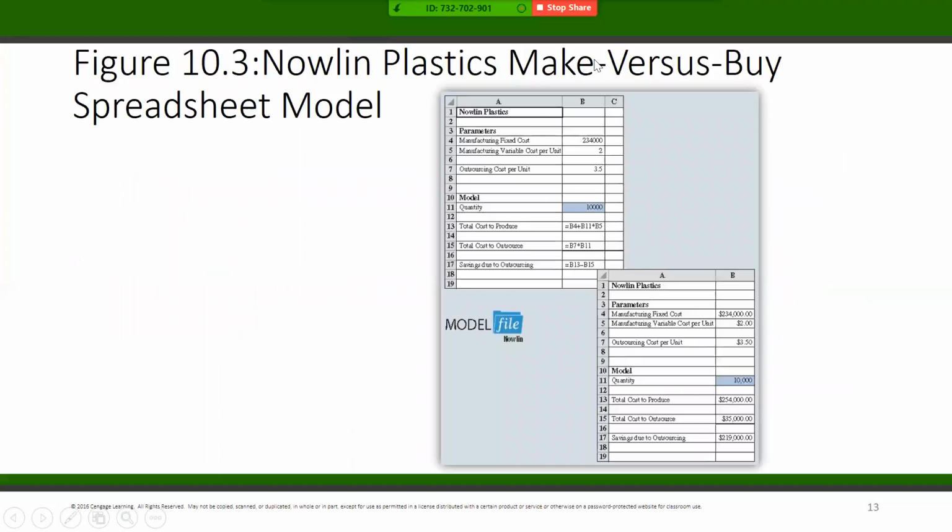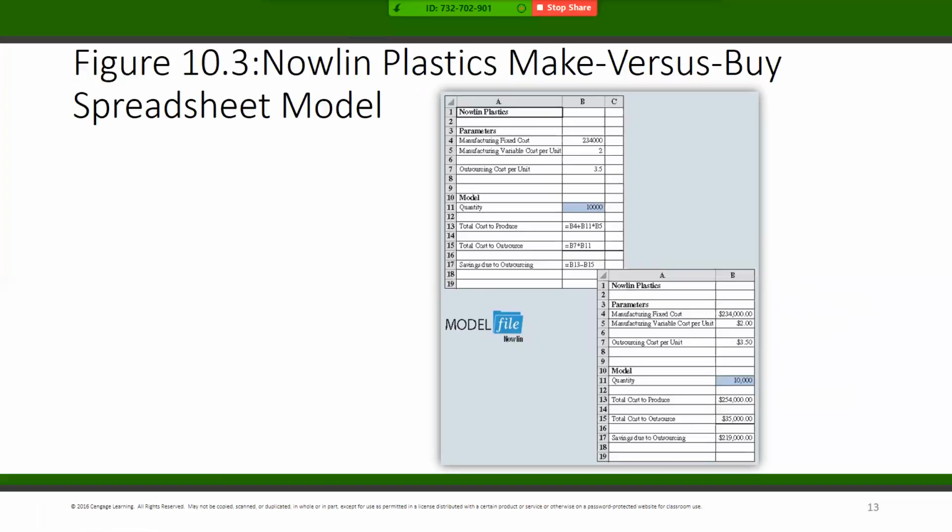And so this is our spreadsheet model, our Nolan Plastics make versus buy spreadsheet. Our parameters are going to be up here in the top part: manufacturing fixed cost, manufacturing variable cost per unit, and the outsourcing cost per unit. So those are our parameters, like I said.